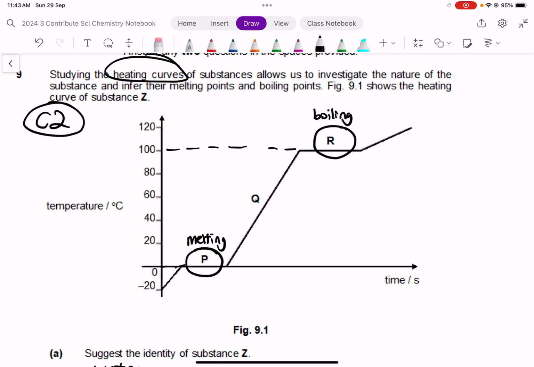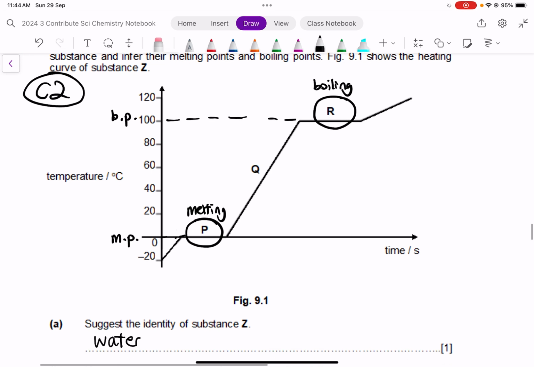So you can see the melting is P, the boiling is R. So P occurs at a temperature of 0 degrees Celsius. This means that this substance melts at 0 degrees Celsius. On the other hand, R, boiling occurs at 100 degrees Celsius. So the boiling point is 100. So melting point, boiling point as labeled on the y-axis. So this must be water. Water has a melting point of 0 degrees Celsius as well as a boiling point of 100 degrees Celsius.